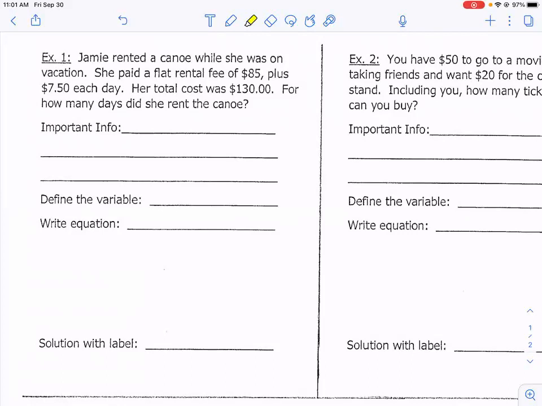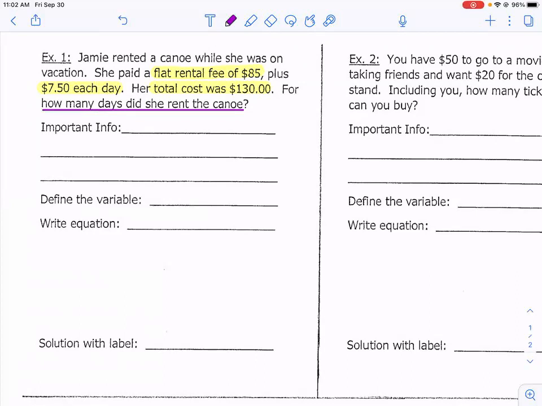Okay, so Jamie is renting a canoe while she's on vacation. How many of you have canoed before? I would rather do a kayak than a canoe. She paid a flat rental fee of $85 plus $7.50 each day. Her total cost was $130. And then I'm going to underline: how many days did she rent the canoe?